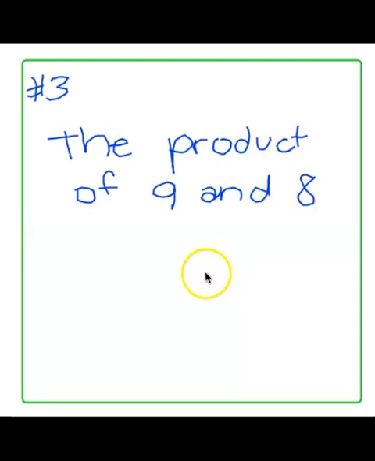All right, this one is asking us for the product of 9 and 8. What is a product? Look at your clue words. The product of 9 and 8 means they want us to multiply because we're looking for the answer to a multiplication problem. So 9 and 8, if we needed to make a product out of them, we would have to multiply them together.